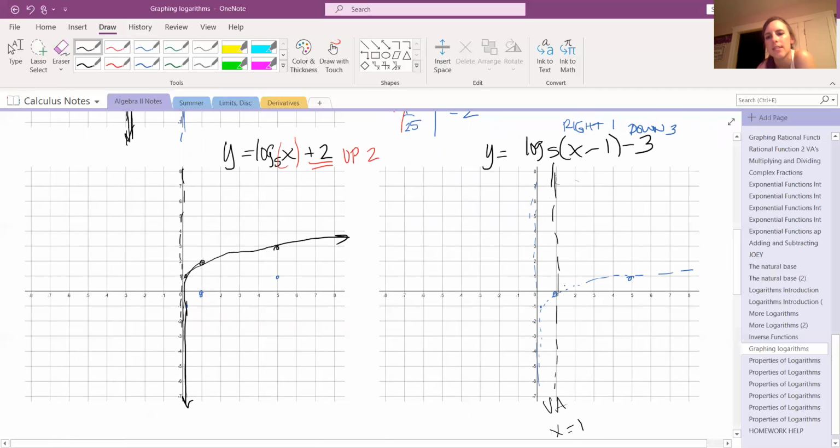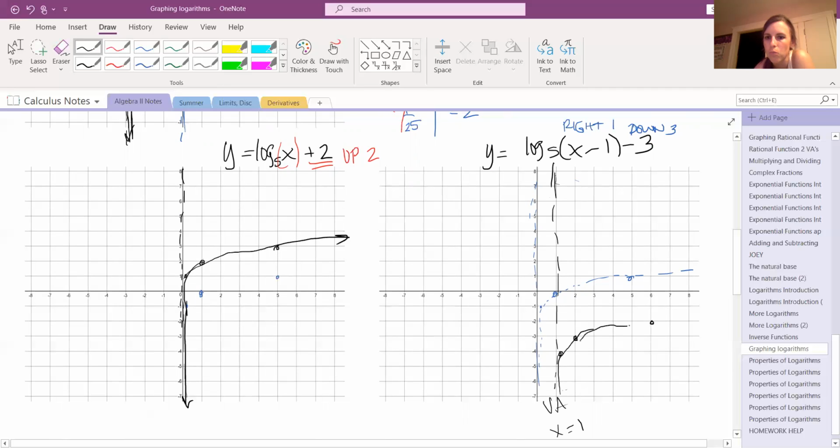Shifting down 3 doesn't affect my vertical asymptote. So let's take each point and go right 1, down 3. Right 1, down 3. And then right 1, down 3. So that's how you can graph a logarithm using shifts.